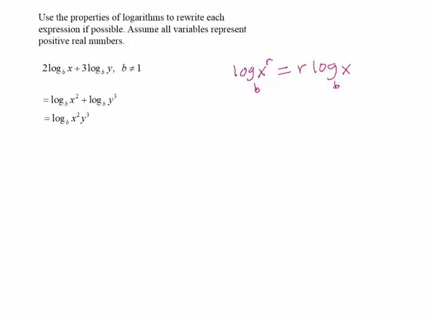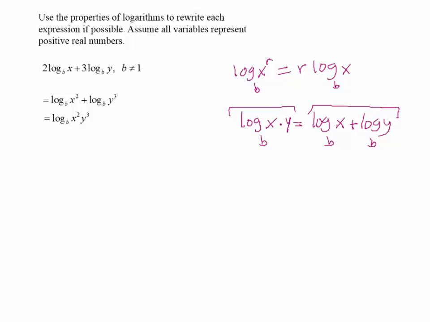So now I can combine these using the product rule. If I have log of x times y, you know that's the same as log of x plus log of y. Notice the base is the same for all of them. So here, if I have a sum, I can change it to a single logarithm. That's what we're doing. Here we have a sum. We write it as a single logarithm. It would be log of x squared times y cubed. So we're writing it as a single logarithm.